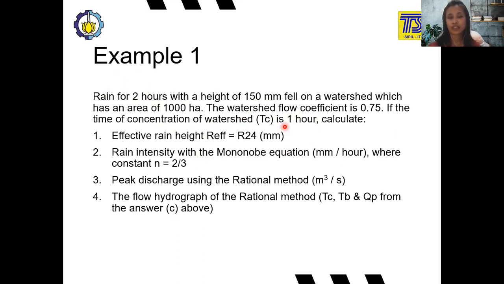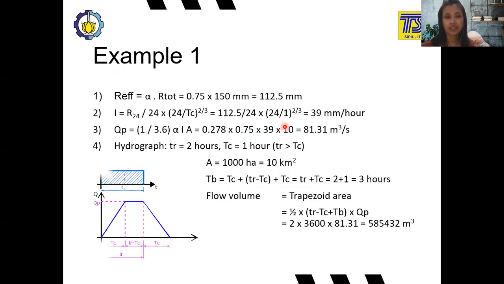So we can conclude that the shape of the hydrograph will not be triangular because of this. So if you still remember, if we have time of the rainfall longer than the time of concentration, we will have the kind of trapezoidal hydrograph. So here for the example 1, we calculate the effective rainfall.